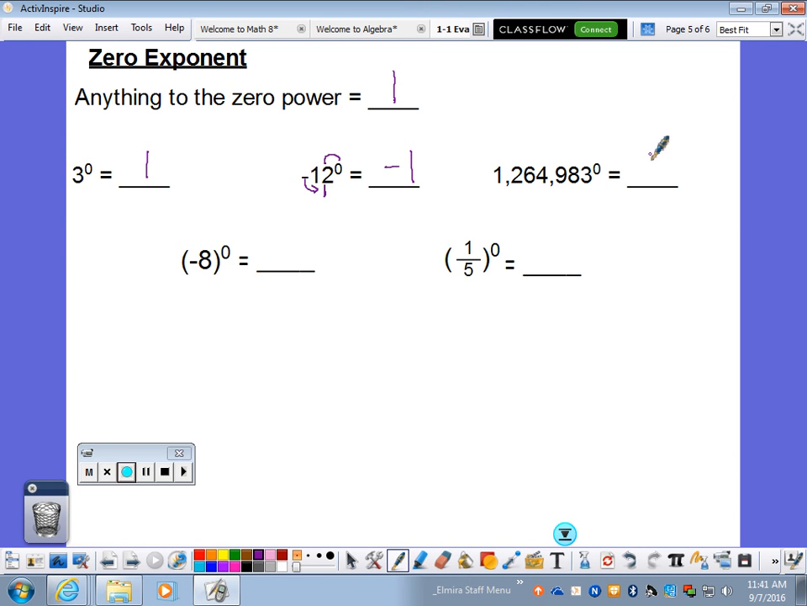1,264,983 to the 0 power. Doesn't matter how big that number is. Anything to the 0 power is 1. A negative number in parentheses, remember now the 0 affects the negative sign and the 8, is positive 1. So the only way I get a negative 1 is if there's no parentheses in this example right here. And 1/5 to the 0 power, even a fraction to the 0 power, is still 1. So if you see a 0 exponent attached to a base, the answer is automatically 1. And like I said, later on in this unit, I will explain why that happens.